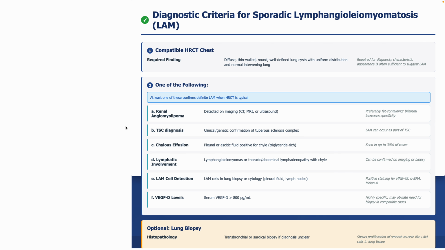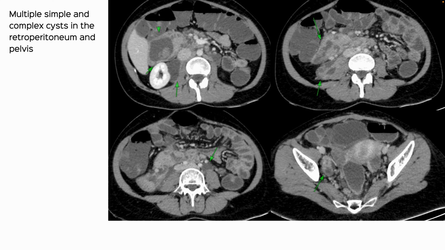But when you look at the criteria for sporadic LAM, apart from the consistent HRCT finding, we need one of these six things that are mentioned here. And in our patient, there was a CT abdomen pelvis done a couple of months prior, and that had shown a combination of simple cysts and complex cysts. You can see those ones here in the retroperitoneum and in the pelvis.